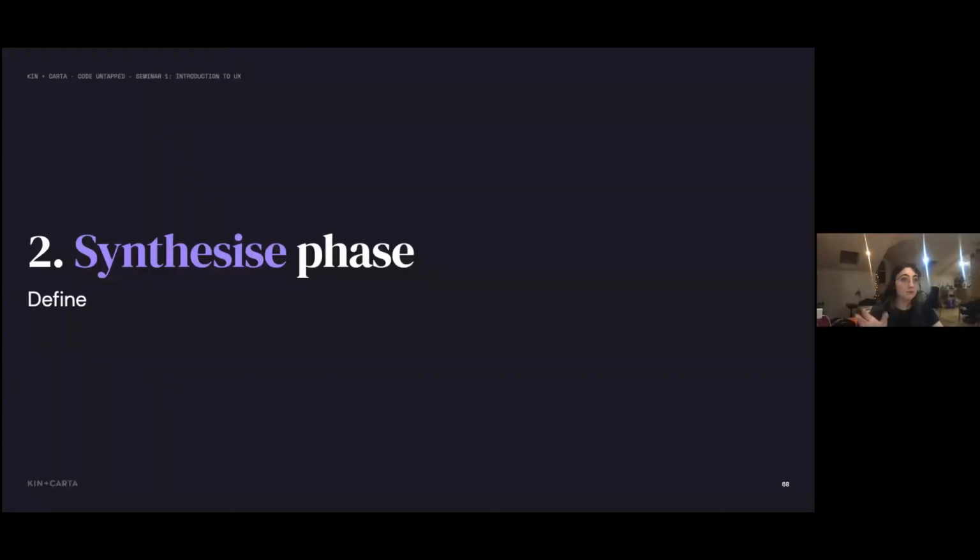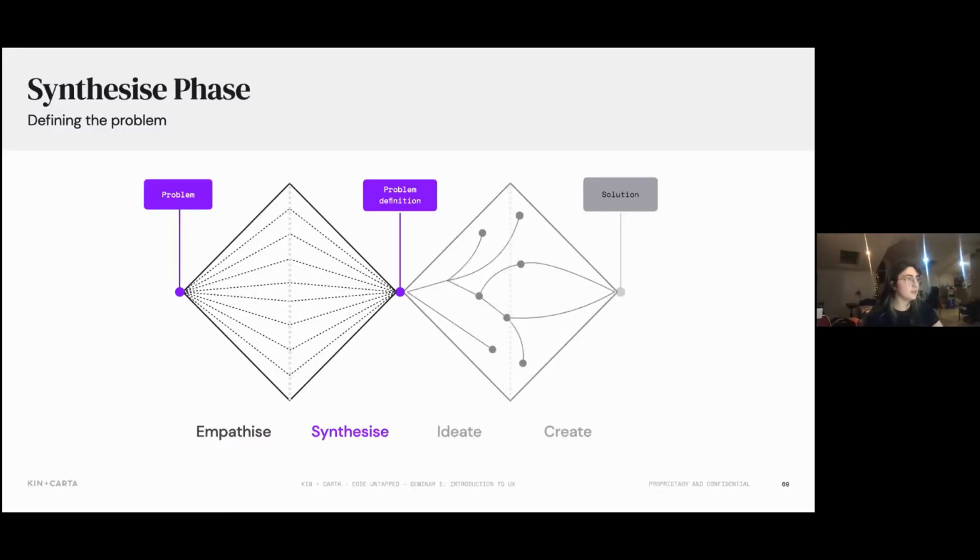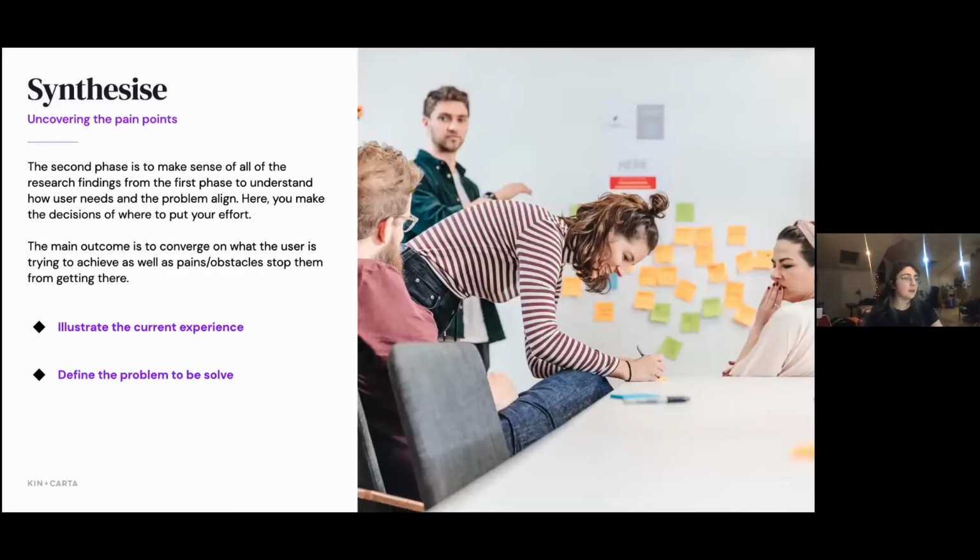Second half of the first diamond, and this is the synthesize phase. So here, you've done all your research and hopefully spoken to enough users to gain valuable insights. We're ready to do some synthesis. So here you gather all of your research and your data, and you want to figure out what problem it is you need to solve and how to go about solving it.